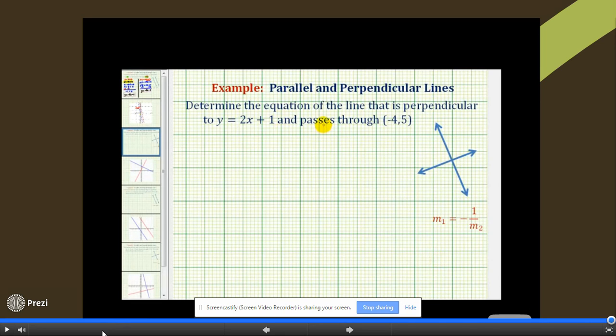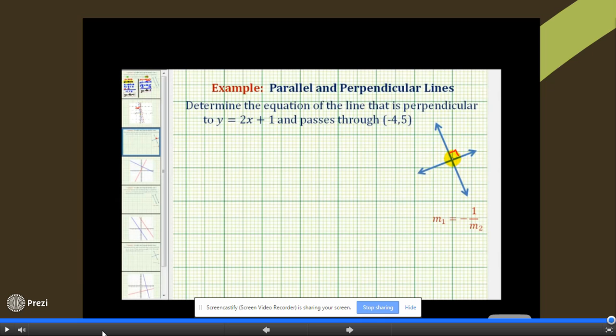We want to determine the equation of a line that is perpendicular to y equals 2x plus 1 and passes through the point with coordinates -4, 5. If two lines are perpendicular, that means they intersect and form a right angle or a 90-degree angle.